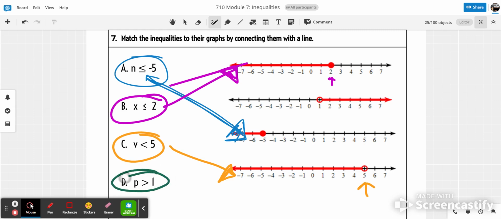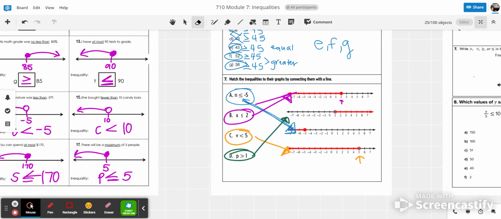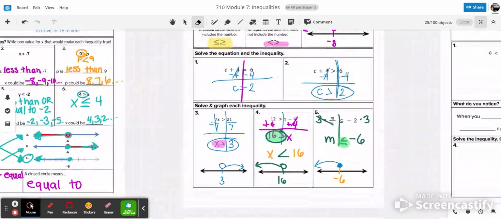Which means our last one is going to be p is greater than 1. So again, I'm going to have an open circle, and it's showing where the numbers get greater, which is to the right. All right, that is it for today, day 2, solving inequalities.